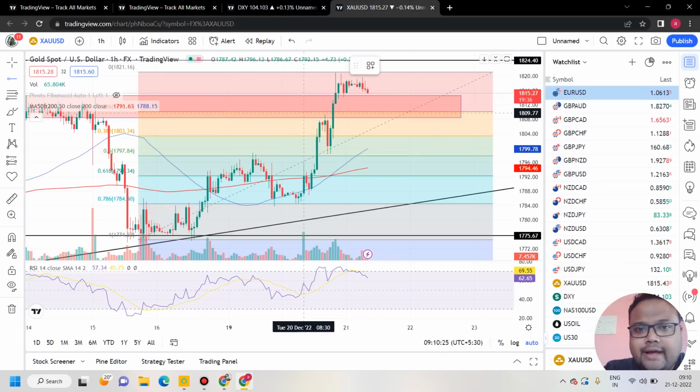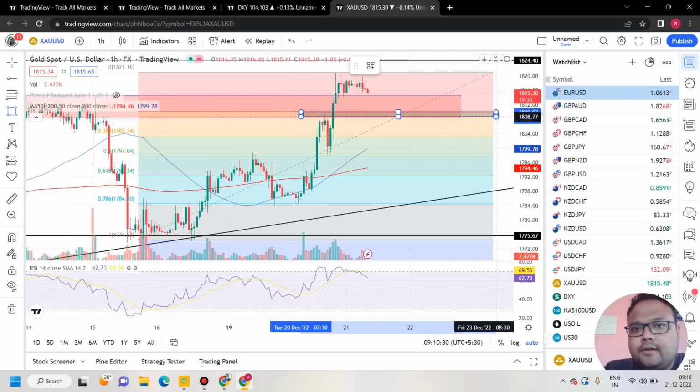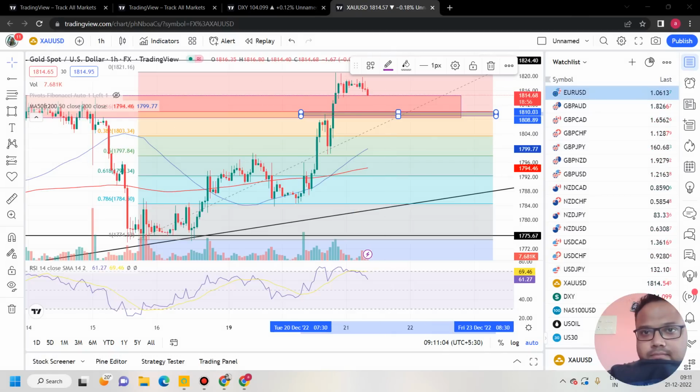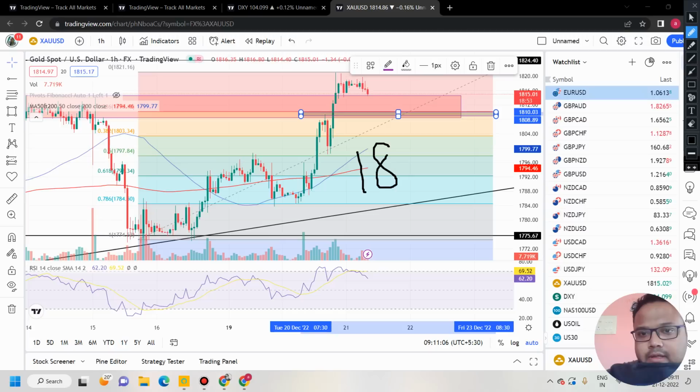So the first support that we have from Fibonacci is around the 1810 level. 1810 to 1808. Let me write it down again clearly. 1810 to 1808. This is our first support for day trading purpose, but keep in mind this is not a very strong support because we need some levels for day trading. That's why we are using the Fibonacci in this manner.